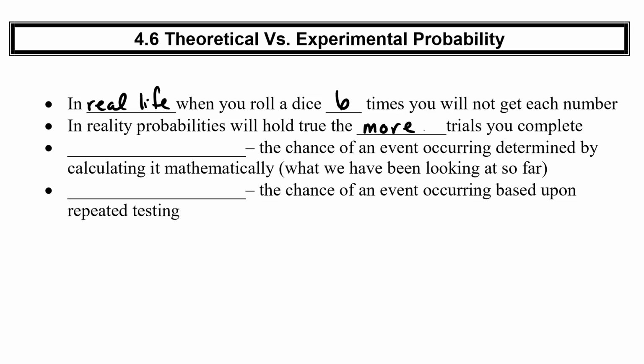So say you extend the number of times you roll the dice to 200. It's more likely then that the probabilities will even out, and that the probability of you rolling a 2 will look more like 1/6 than, say, if you just take 6 trials. So there are two different kinds of probabilities that I want you to know about. So theoretical probabilities.